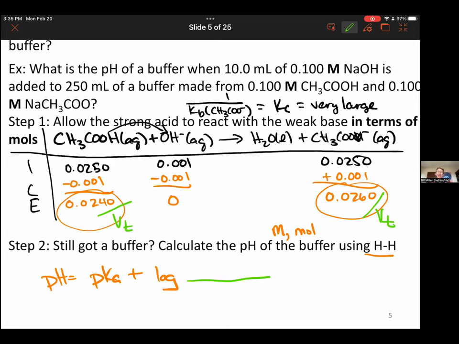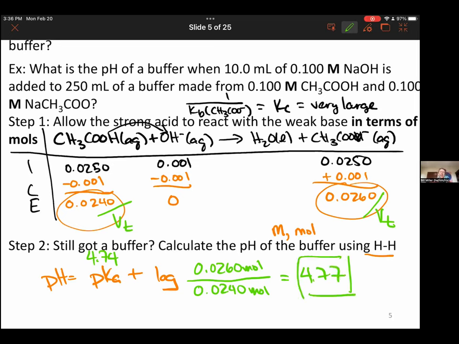So we're going to actually do the Henderson-Hasselbalch equation with moles right now. Weak base goes on the top, conjugate weak acid goes on the bottom. And so 4.74, right? This is the same buffer we had before. Acetic acid has a pKa of 4.74. I'll do my log part: 0.026 divided by 0.024. I get 1.08, which I then log, which is 0.03476, plus 4.74. I get 4.77 rounded. And that is the pH of this buffer.